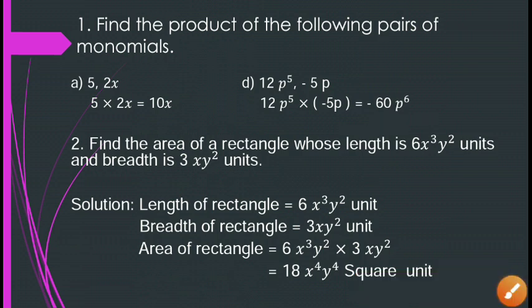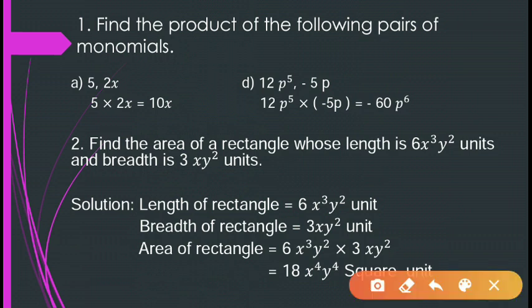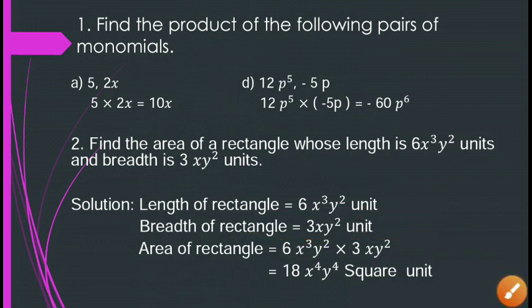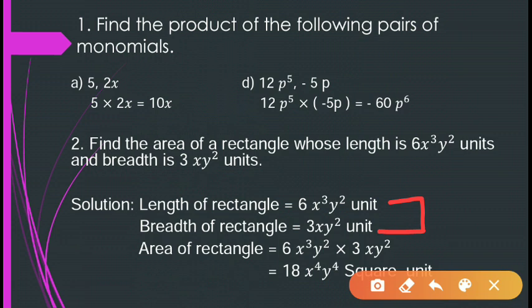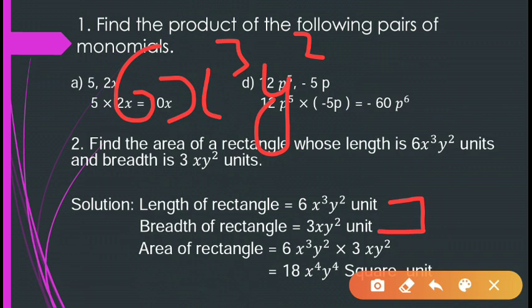Next, find the area of a rectangle whose length is 6x cube y square units and breadth is 3xy square units. Length and breadth of a rectangle are given. You have to find out the area. The formula for the area of a rectangle is length into breadth, means you have to multiply them. So multiply 6x cube y square with 3xy square.